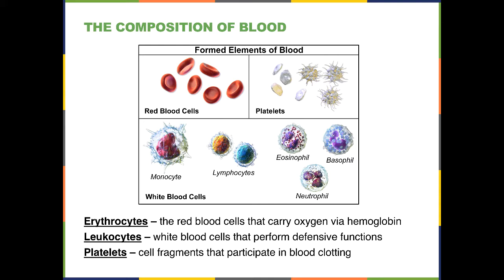Platelets are actually fragments of cells called megakaryocytes, and these fragments float around and become bound to injuries, and they help form the clotting function that occurs when the blood has to be stopped at an injury.